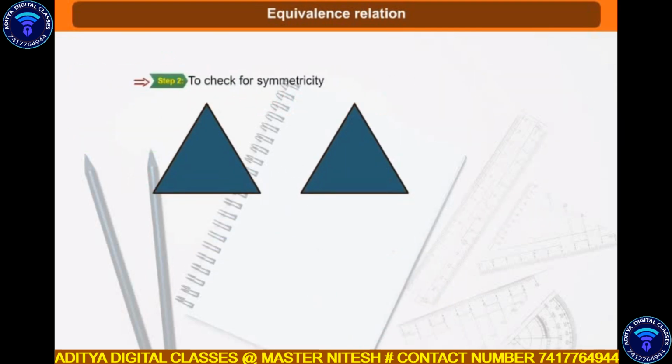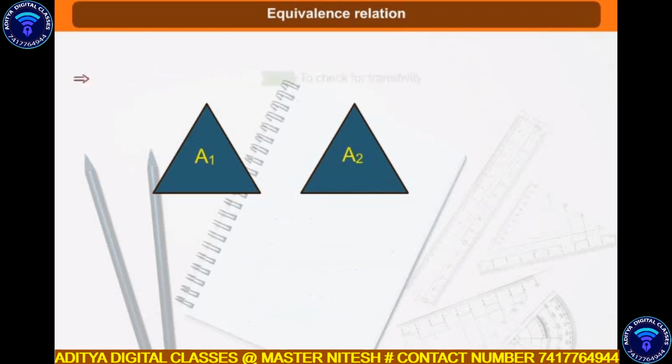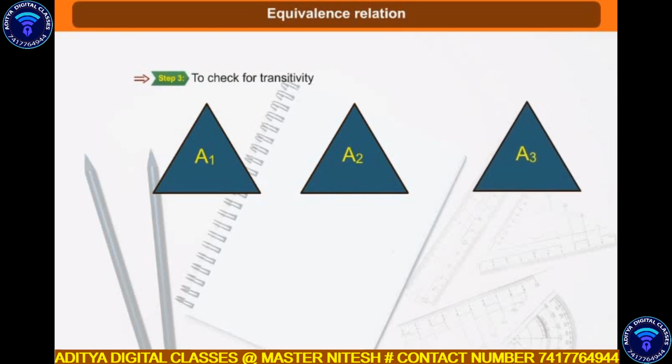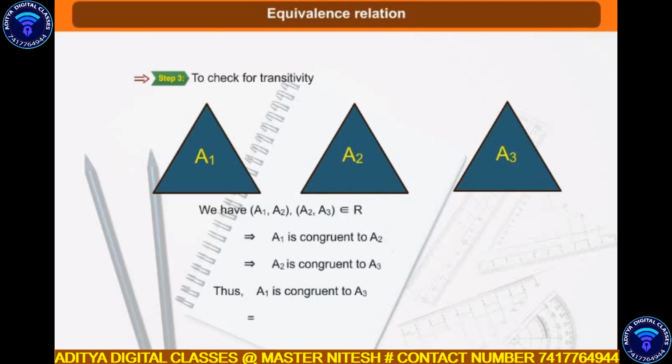Step 2. To check for symmetricity. We are given (T1, T2) belonging to R, which implies T1 is congruent to T2, implying T2 is congruent to T1. This implies (T2, T1) belongs to R. Hence, R is symmetric. Step 3. To check for transitivity. We have (T1, T2), (T2, T3) belongs to R, which implies T1 is congruent to T2 and T2 is congruent to T3. Thus, T1 is congruent to T3. This implies (T1, T3) belongs to R. Thus, R is an equivalence relation.